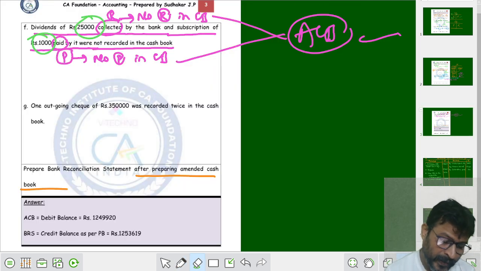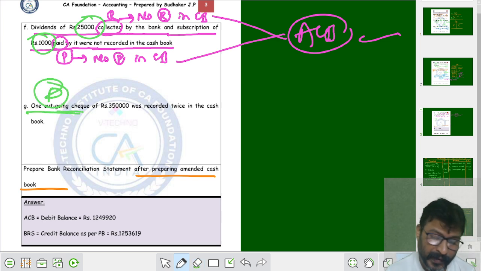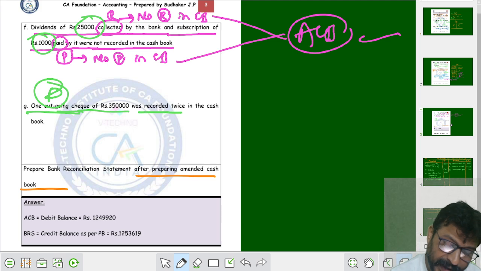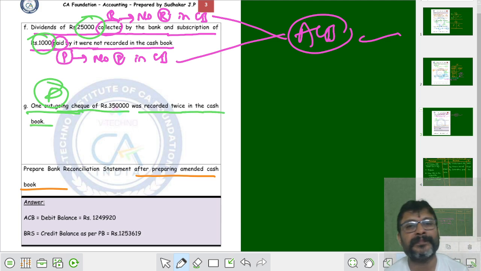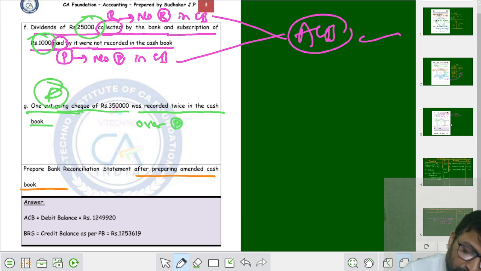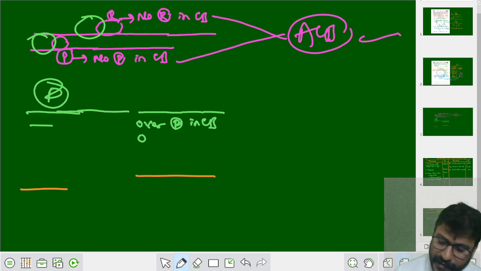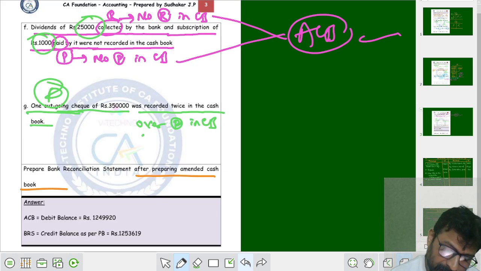Let us move hurry. One outgoing check. What do you mean by one outgoing check? It is nothing but a payment. 3,50,000 was recorded twice in the cash book. One outgoing means payment. Recorded twice in cash book means overpayment in cash book. Overpayment in cash book means we have to take it in opposite side. Where we have to take? Take it in opposite side.